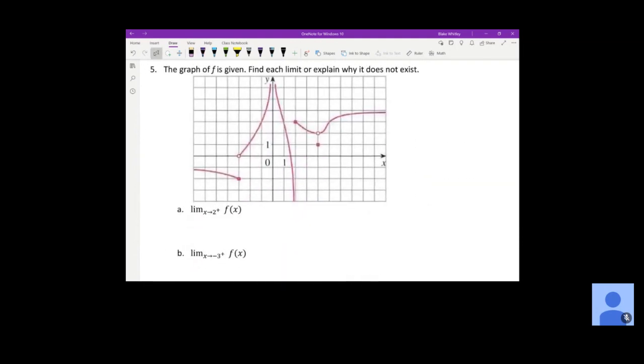Number 5. Okay, so this time you're given the graph and you're asked to find each of these limits. So the first one we're looking for is the limit as x approaches 2 from the right of f of x.